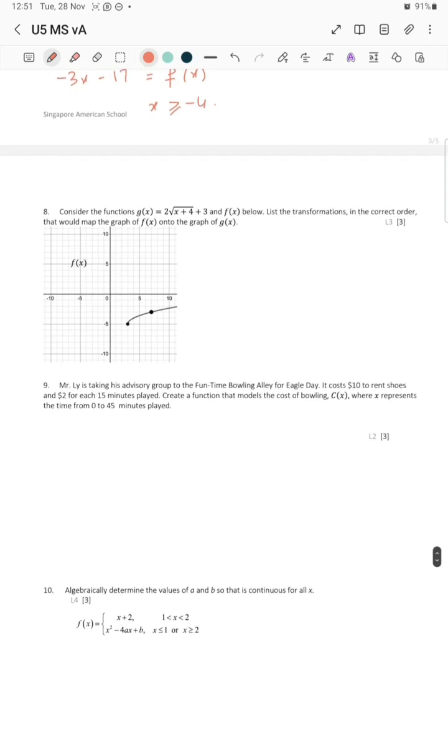Consider the function g of x and f of x below. List the transformations in the correct order that would map the graph f of x onto the graph g of x. So this is the question for the transformation. Okay, so what is the function f of x?